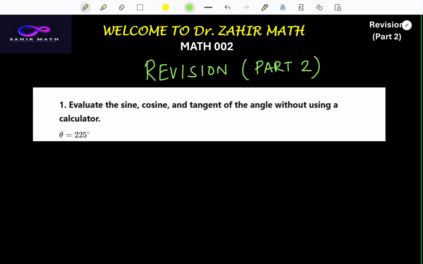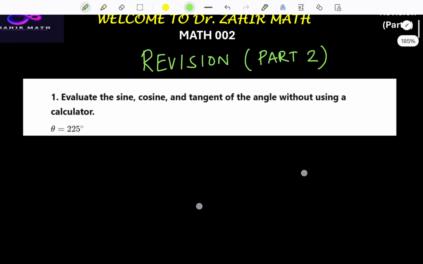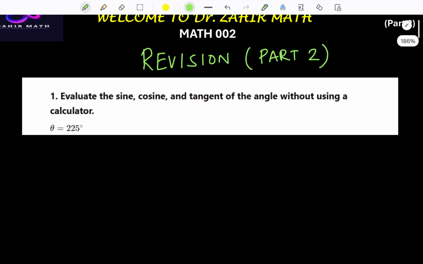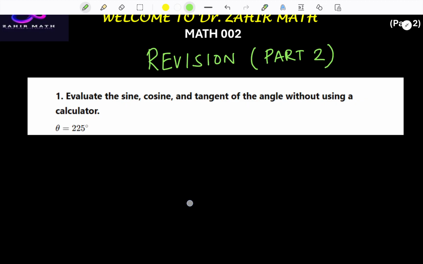Let's get started with the revision module 2 part 2. Right. Let's start the question. Evaluate the sine, cosine, tangent of the angle without using calculator. So how are we going to do this without using calculator? Before going to this, let me explain some key concepts to do this problem.